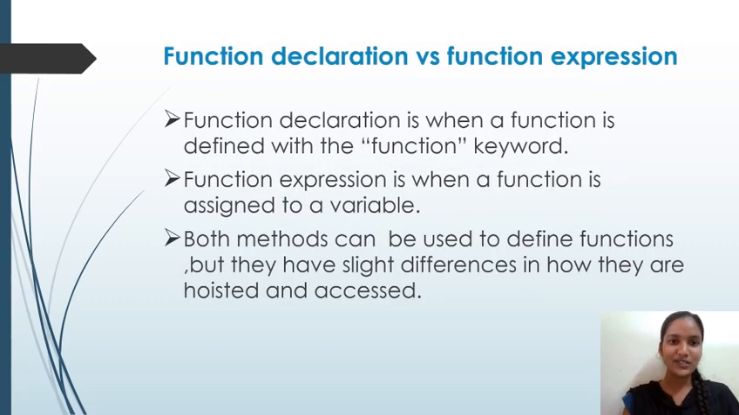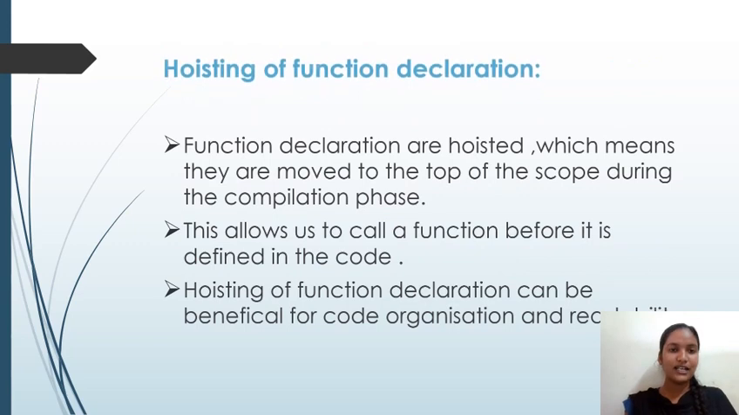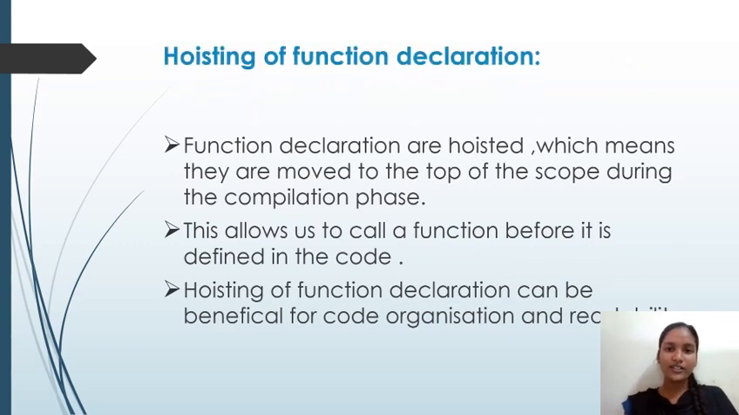Now we will see function declaration versus function expressions. A function declaration is when a function is defined with the keyword function. A function expression is when a function is assigned to a variable. Both methods can be used to define a function, but they have slight differences in how they are hoisted and accessed.